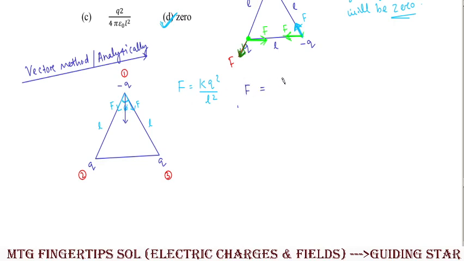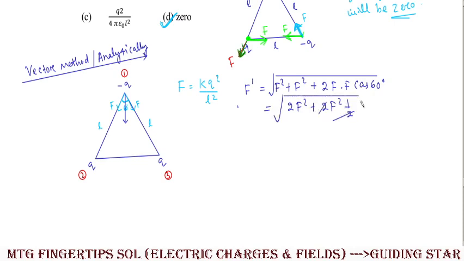Resultant value will be F prime is equal to, so it will be F square plus F square, two vectors F and F making an angle of 60 degrees, so F square plus 2 F into F cos 60 degree. So under root of that one, so how much will we be getting? So 2 F square plus 2 F square cos 60 is 1 by 2, so root of that one, so 2 gets cancelled, so it will be root 3 F. Clear? Okay.